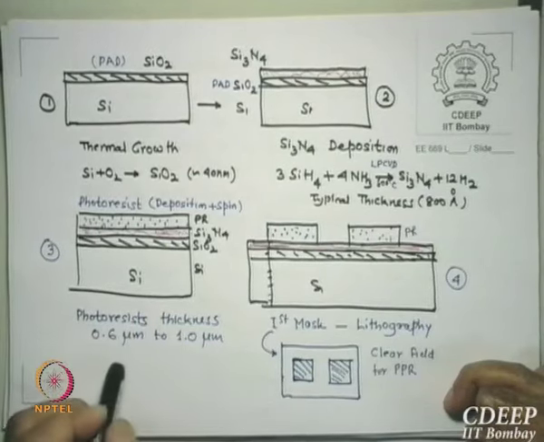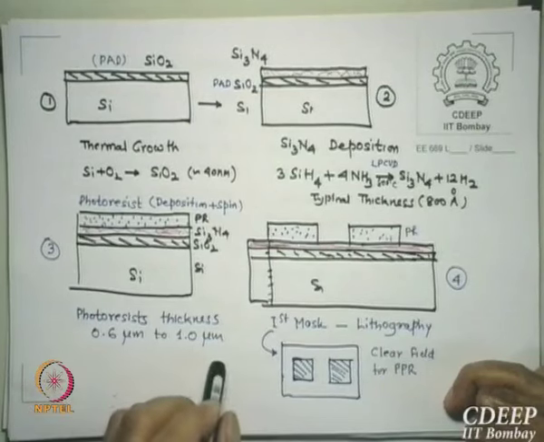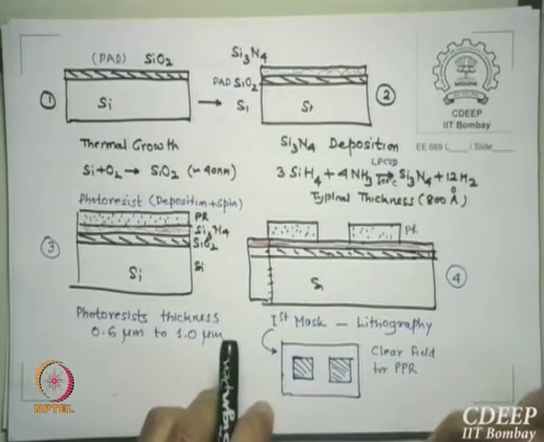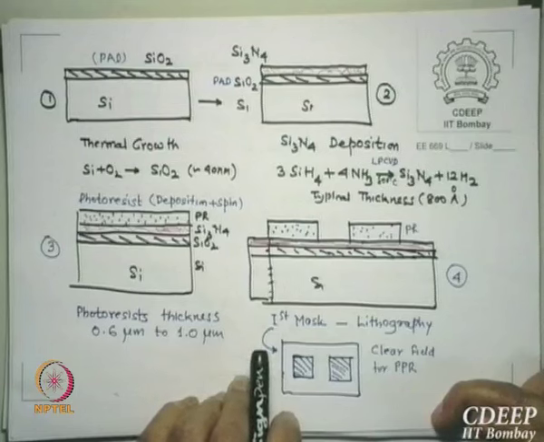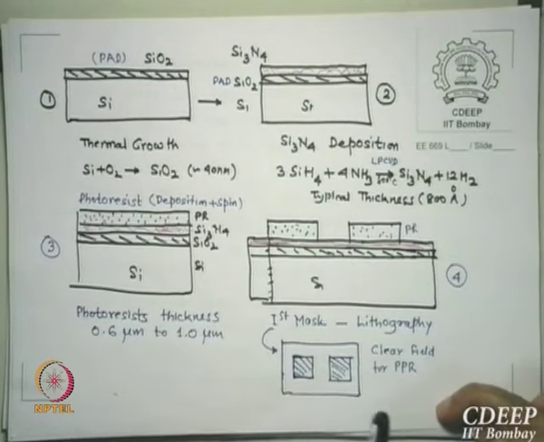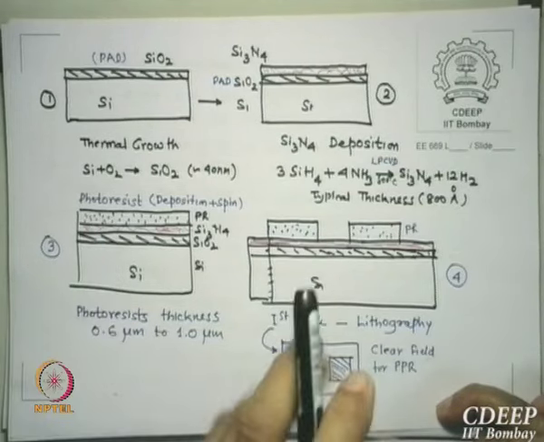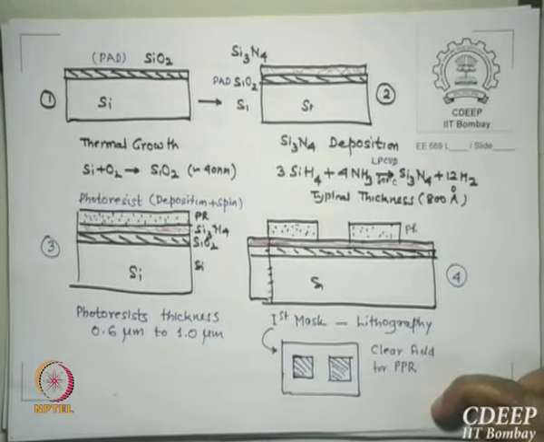Typical resist requirement may be 0.6 micron to 1 micron. The fourth step is the first lithography. The first mask is used. Okay. If I am using a PPR, this resist is a positive photoresist. What is the property of a positive photoresist? It is hard initially.